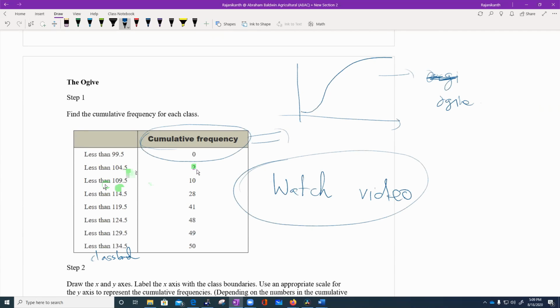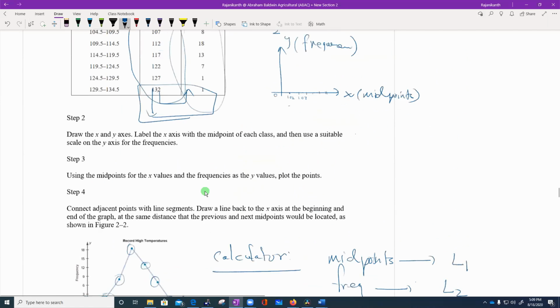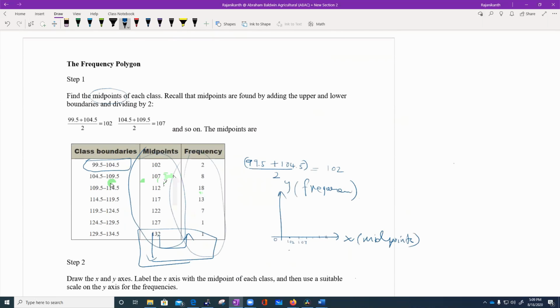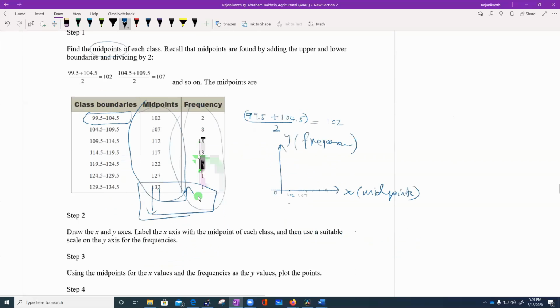But how are you going to find less than 109.5? If you look at the data values which are less than 109.5, 109.5 is here, right? The less than data values are, of course, this one plus the previous one. The previous one will automatically be less than 109.5 too. Therefore, you need to add these two to get all the data values less than 109.5. That is why you have 2 plus 8, which is 10 here.